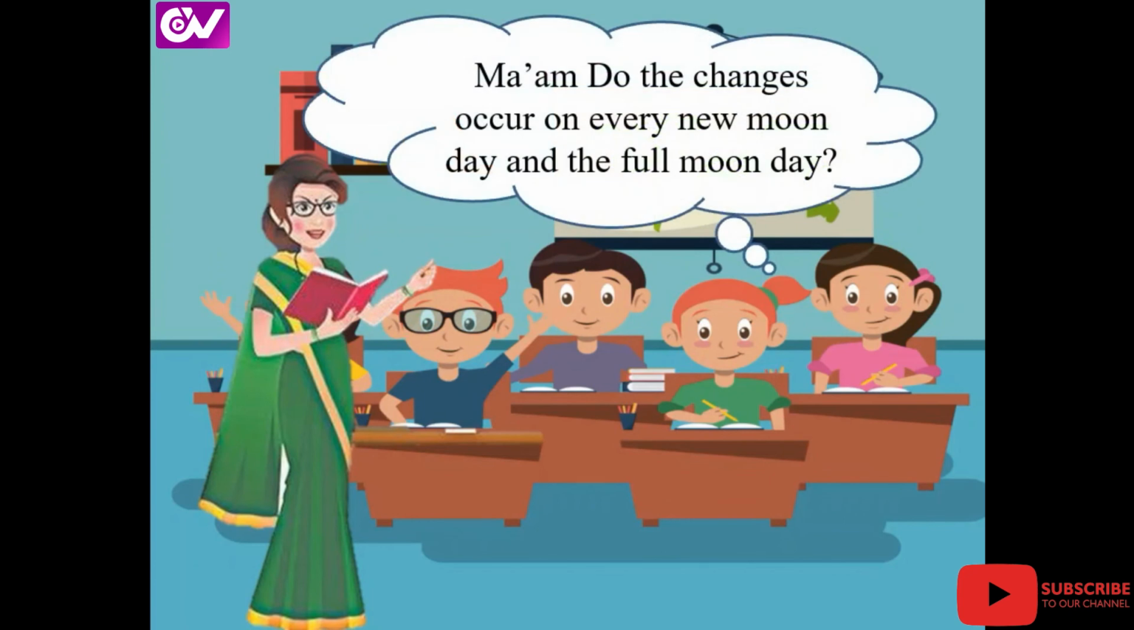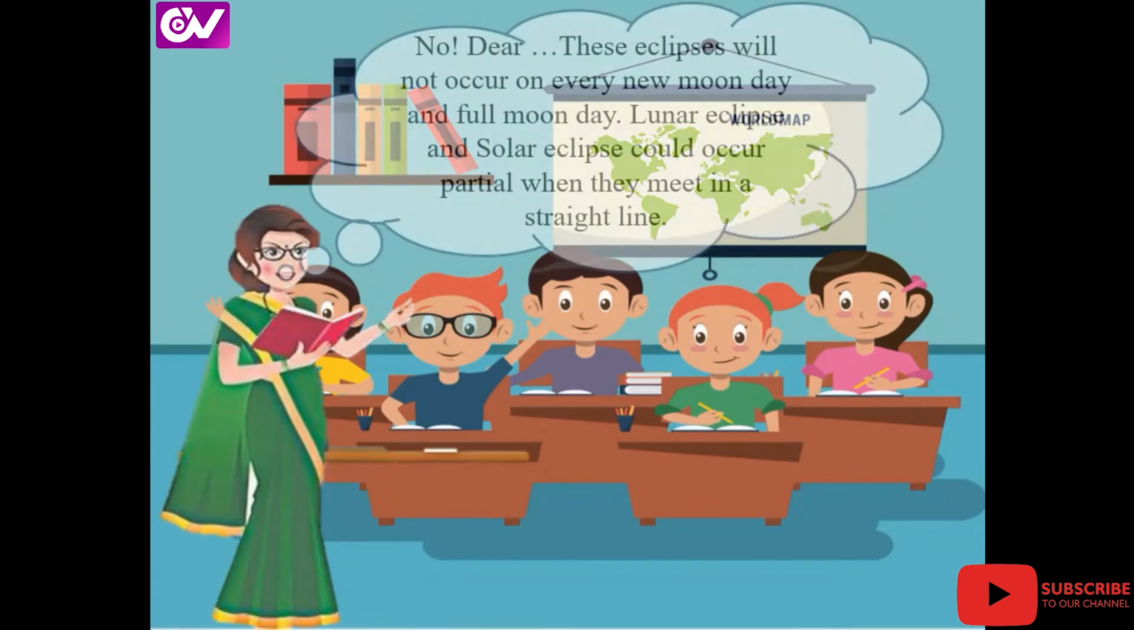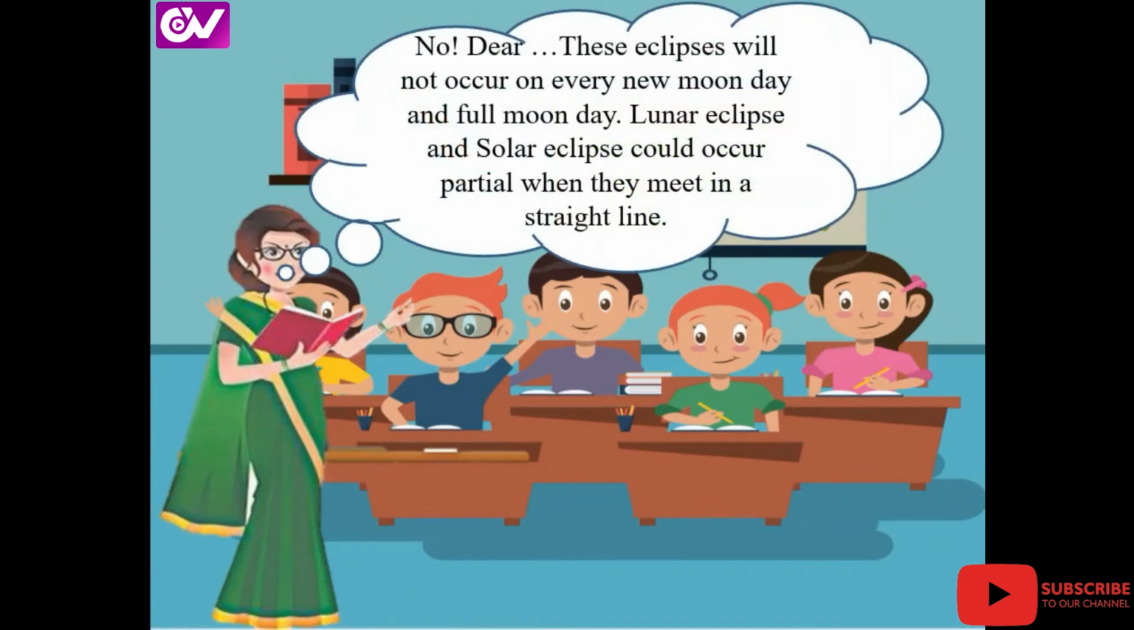Ma'am, do the changes occur on every new moon day and full moon day? No, dear. These eclipses will not occur on every new moon day and full moon day. Lunar eclipse and solar eclipse could occur partially when they meet in a straight line. Eclipses will never occur on every new moon day and full moon day. Only when they meet in a straight line. What are they? Sun, moon and the earth. Partial means sometimes it will happen, not all the time.